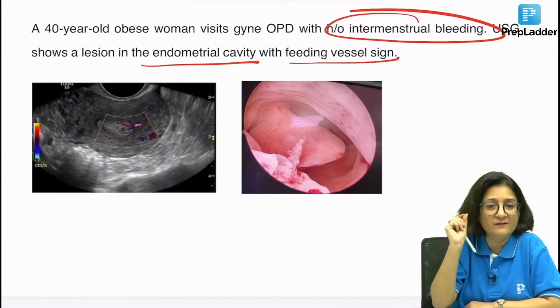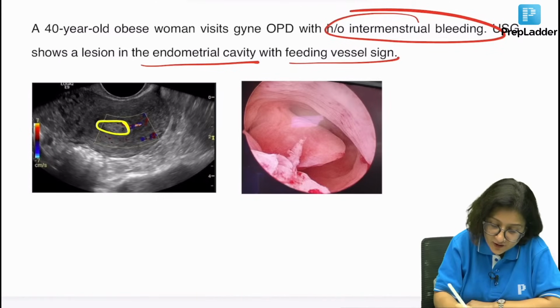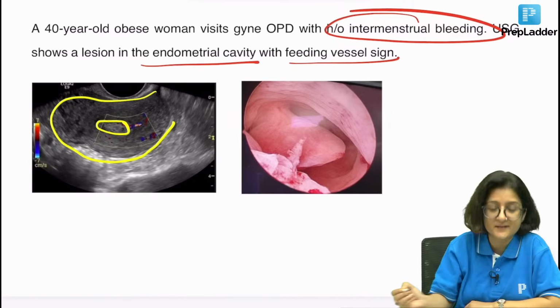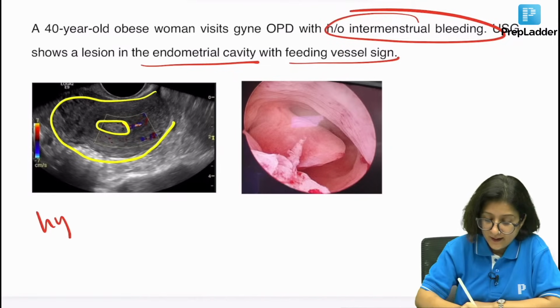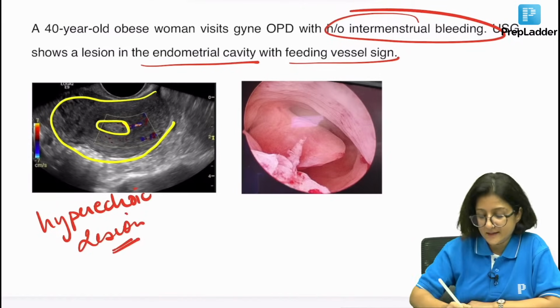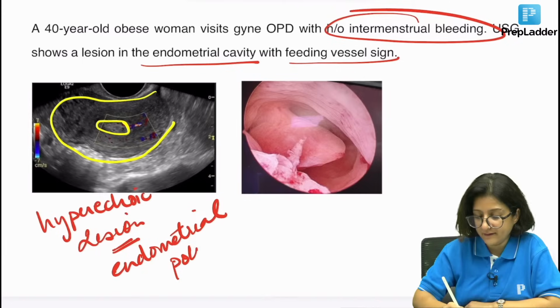When one single vessel feeds into a lesion in the endometrial cavity, this is the lesion, this is the outline of the uterus, this is the feeding vessel, and this is hyperechoic. Can you see it appears whiter? It is a hyperechoic lesion also. It is an endometrial polyp.